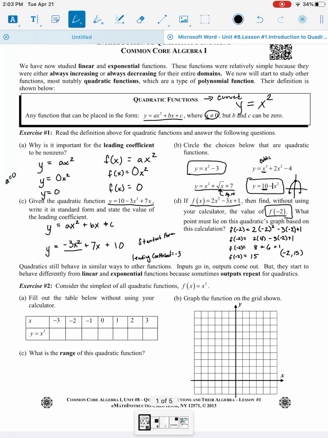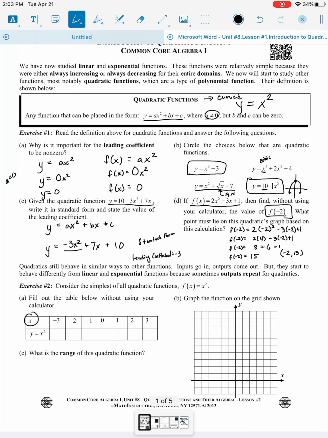Now, part A says fill out the table below without using your calculator, which is super easy. I want to evaluate this function for all of these x values. All right, -3, -2, -1, 0, 1, 2, and 3. And I want to plug it into y equals x squared for my function. Now, I'm going to start with 0. 0 squared is 0. 1 squared is 1. And again, all I'm doing is evaluating the function. I'll use f of x instead of y.